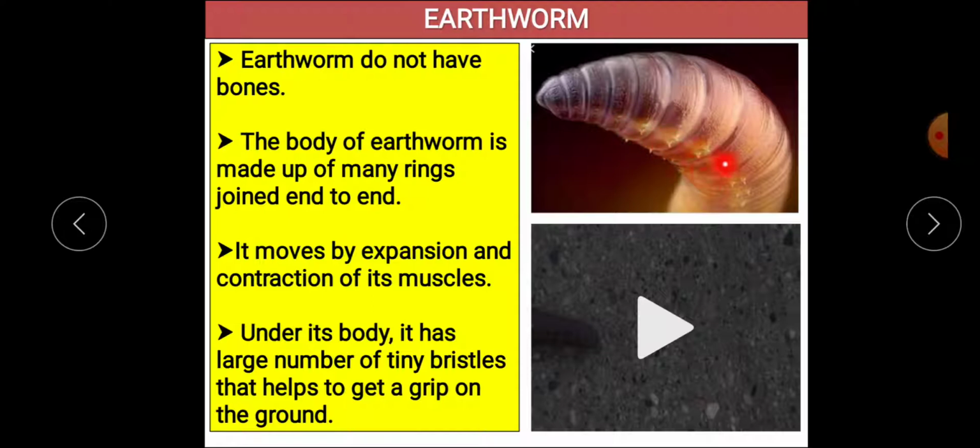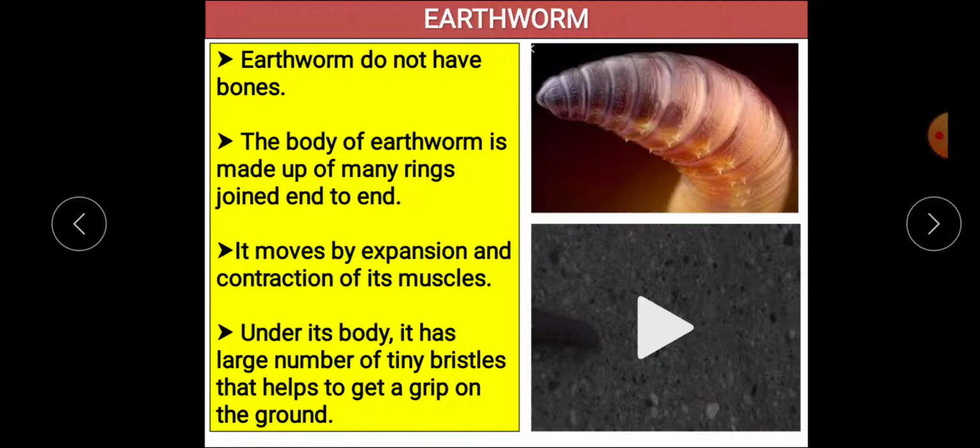Under the body of the earthworm, you will find a large number of tiny bristles. Can you see these small bristles or needle-like structures? These help the earthworm get a proper grip on the ground so it can move forward. Just like your shoes, if you look at the bottom of your shoes, they have some type of pattern that helps in the grip, and it doesn't let you slip on the surfaces. If it withers away, then you might slip.